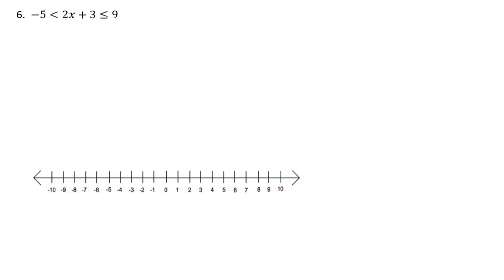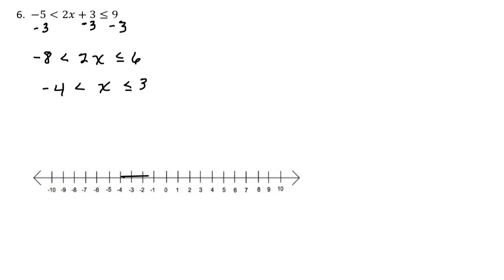Okay, problem 6 is a little bit different because we have a compound inequality, which means we have 3 parts to our inequality. I'm still going to solve this problem the same way by using inverse operations. And the first thing I'm going to do is to subtract 3. And I'm going to subtract it from all 3 parts of my inequality. So on the left-hand side, I get -8. And then on the right-hand side, I have 6. So when I divide everything by 2, I end up with -4 is less than x, which is less than or equal to 3. So I have my x values sandwiched in between -4 and +3.